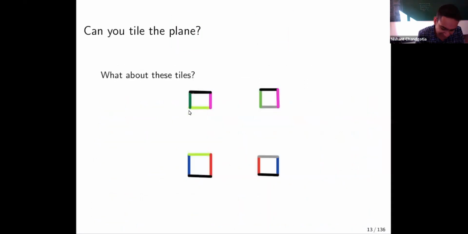Now, what about these tiles? So it's towards the audience. Do you think I can tile the plane with these 4 tiles or I cannot? Just to make sure that everyone is following, or at least one person is following, whoever answers.